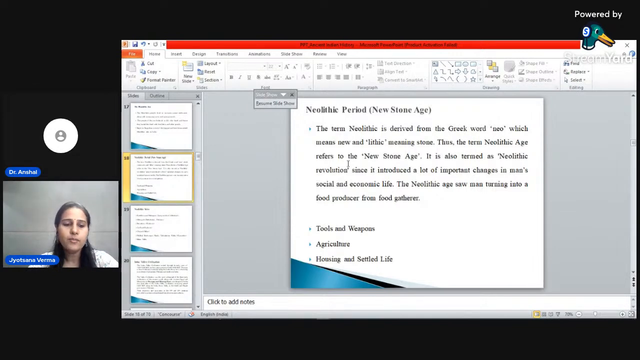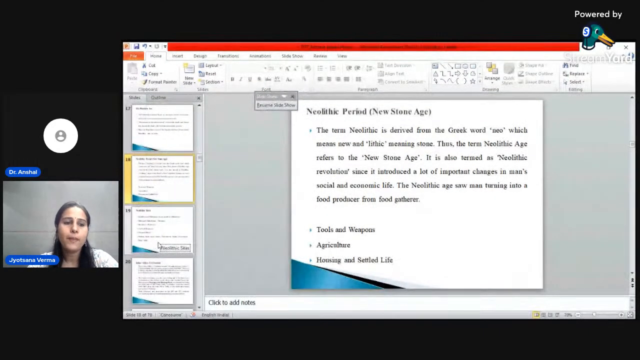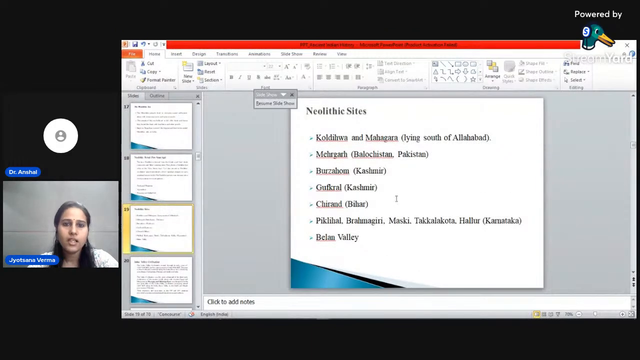It has three main characteristics: first, tools and weapons, which are very advanced compared to the Mesolithic period; second, agriculture; and third, housing and settled life. These are the three important characteristics of the Neolithic period. Major sites of this period are Koldihwa and Mahagara, Mehrgarh, located in Balochistan, Pakistan, Burzahom, Gufkral, and Chirand.